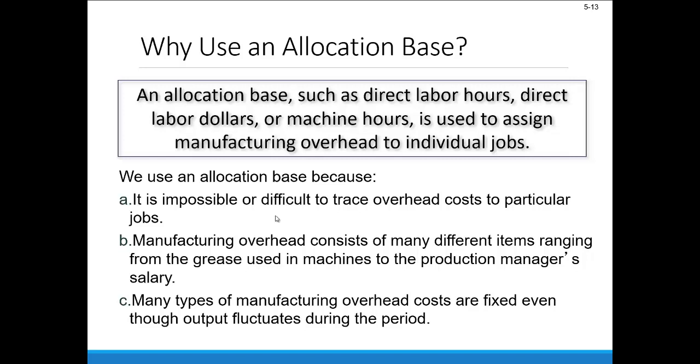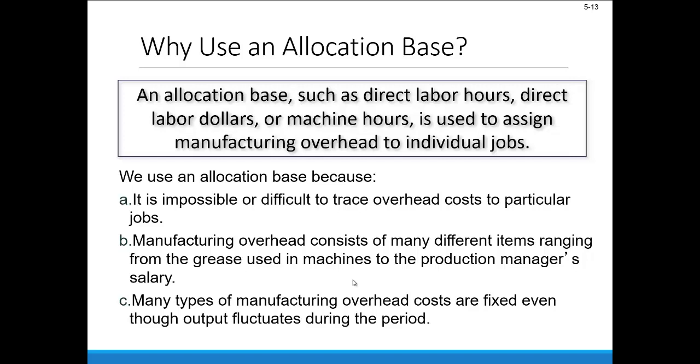Now, second here, overhead does consist of a whole bunch of different items, some that are really small, like the grease used in production equipment, to some that are much more significant, like a production manager's salary. So we want to have an allocation base that hopefully reflects, again, the relative resources that each job is consuming, or assumed to be consuming.